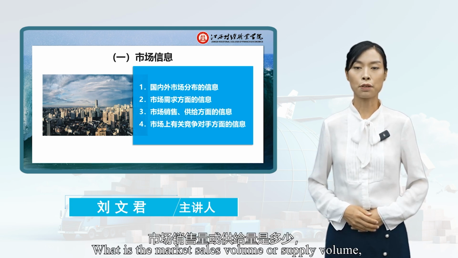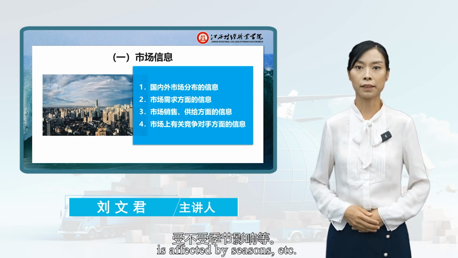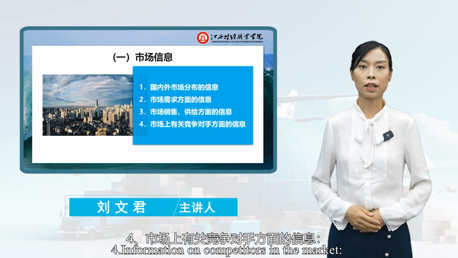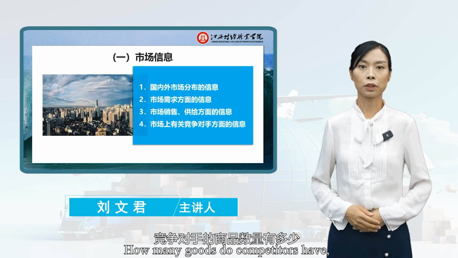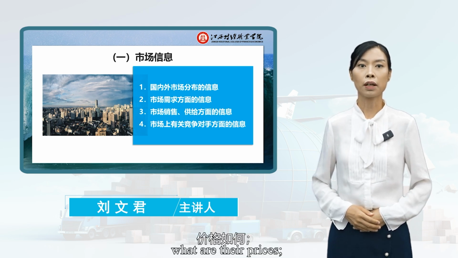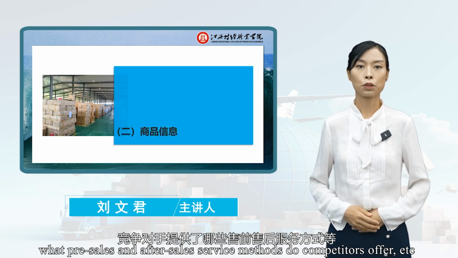What is the market sales value or supply value? Whether the sales or supply of goods is affected by seasons, etc. Fourth, information on competitors in the market. How many goods do competitors have? What are their prices? What pre-sales and after-sales service methods do competitors offer, etc.?